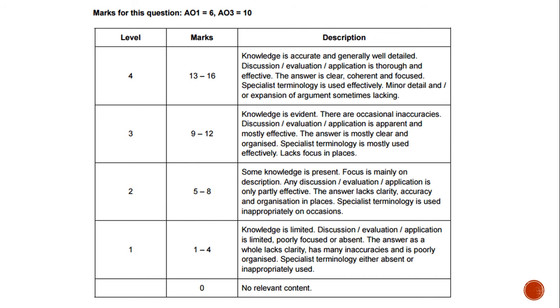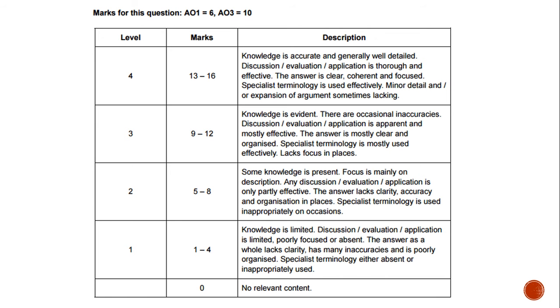So this is the mark scheme here. It's a really generic one that's used for everything, but it gives you a rough idea. So and you can break them down. Your AO1, your knowledge, needs to be accurate and generally well detailed. So the accuracy is most important, but you do need a level of detail in there as well. It can't just be accurate with no detail whatsoever, but accuracy is vital, and then it has to be pretty detailed as well.